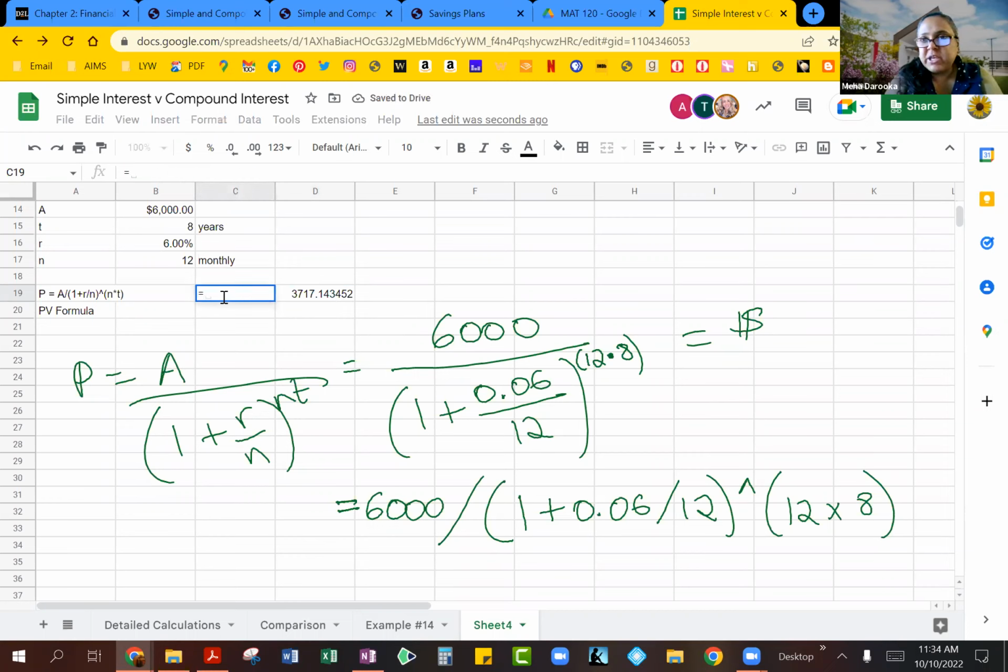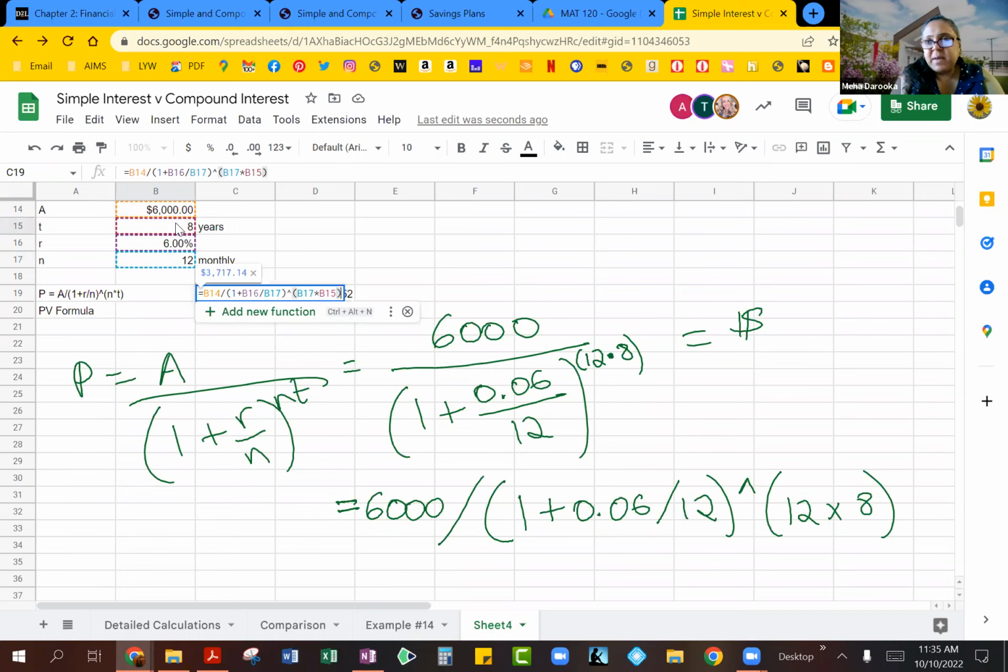But remember, we normally use cell references. So in this case, I would start by doing the equal sign, then clicking on the cell where we have our 6,000, then the division, open parentheses, 1 plus, then this is where I would click on my 6% box. So again, another cell reference, divided by where we have the 12 for the monthly. Close my parentheses, raise it to my exponent, and then again, open parentheses. This time we would click on the box with 12 again and multiply it by the number of years, which is the box for 8 years, and then close that also.